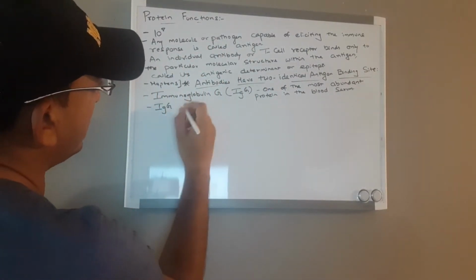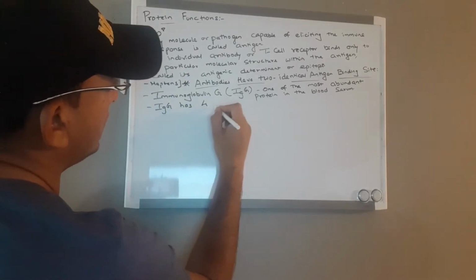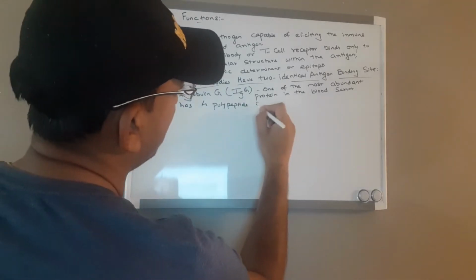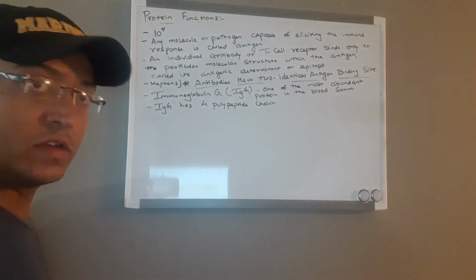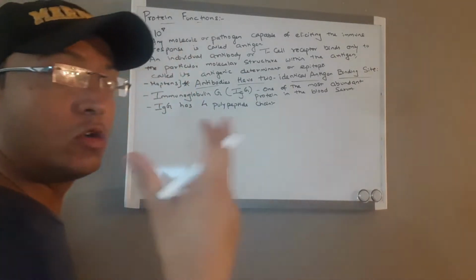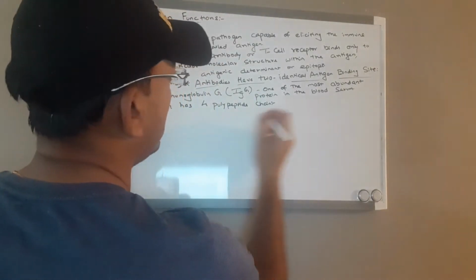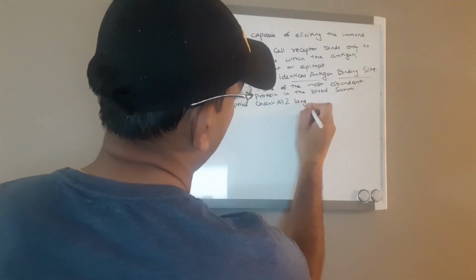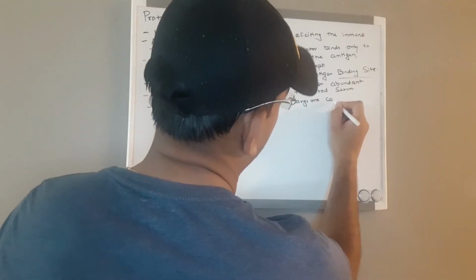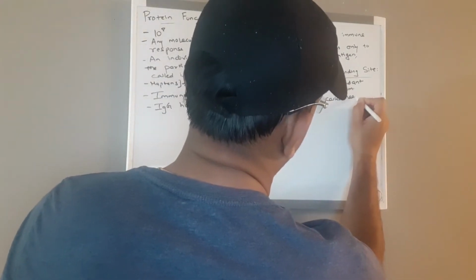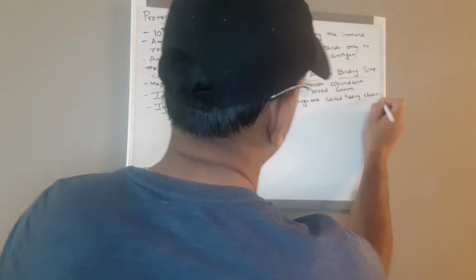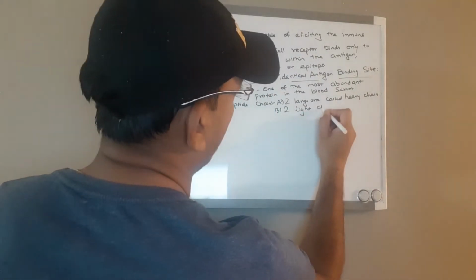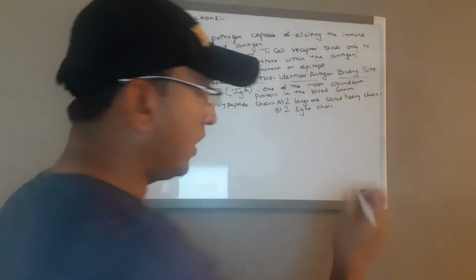So IgG has 4 polypeptide chains. So the two large ones are called two heavy chains, right? So write that down. The large ones are called heavy chains, there are 2, and there are 2 light chains as well, right?